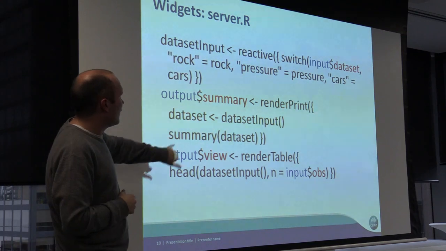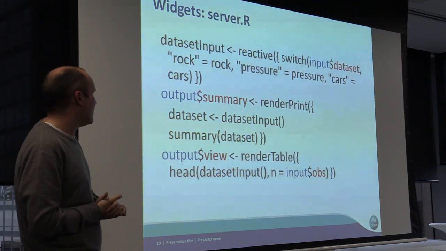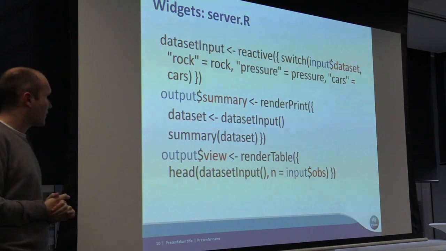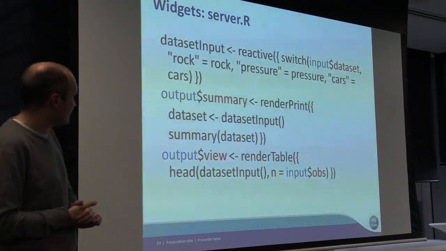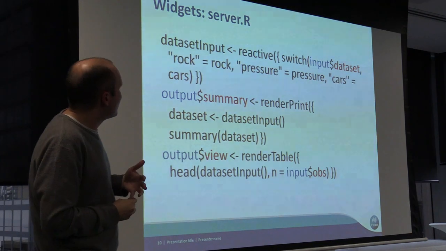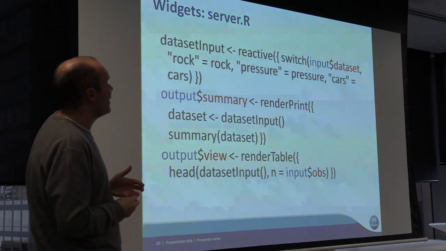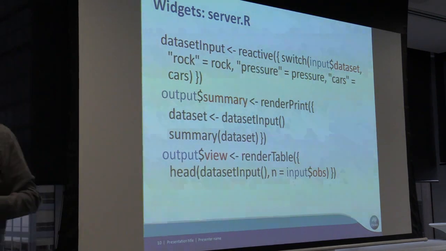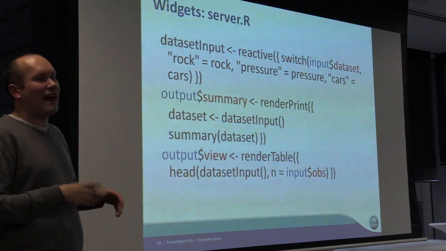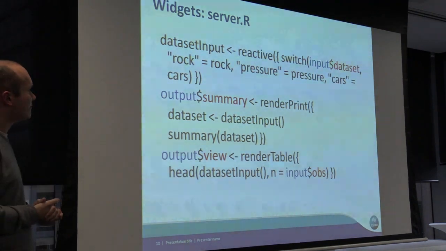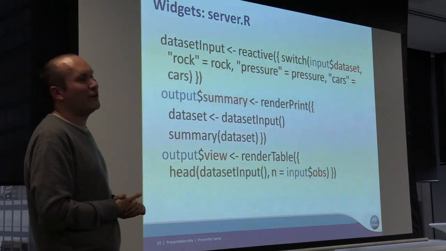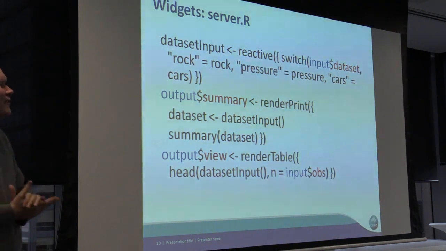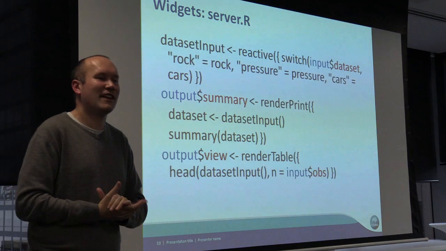And here, again, we get the data set using the dataSetInput function, and we just take the summary of that. So our dataSetInput is a bit more complicated. It uses the function called reactive, which is an R shiny function. The name essentially derives from the fact that the output reacts to changes in the input. Switch is not an R shiny function, it's a standard R function. It's actually not used that commonly, but it is there.